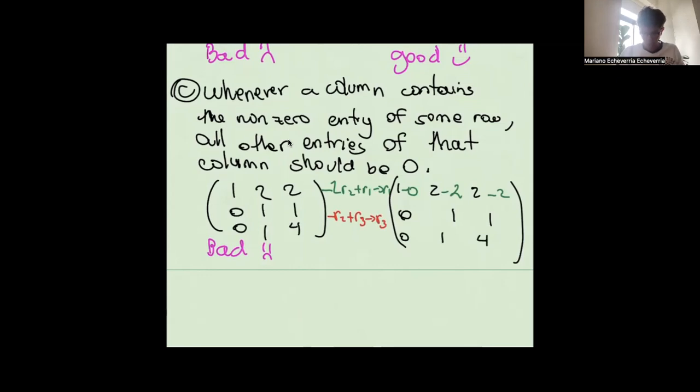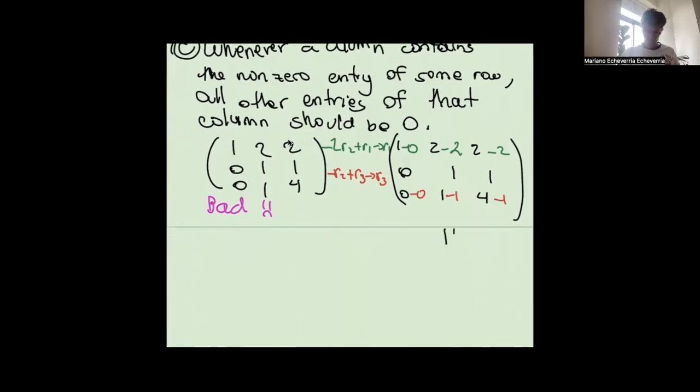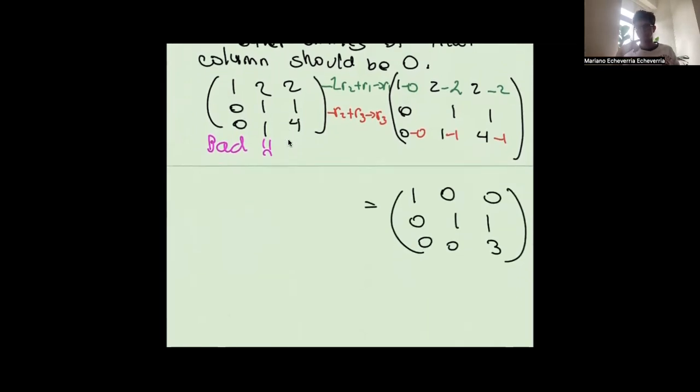And then you are subtracting -0, -1, and -1. Is it making sense that that's what the operations look like? And then you get what? You get 1, 0, 0, right? When you simplify this, you get 0, 1, 1, and then you get 0, 0, 3. Is that okay? That's what you get with this matrix.